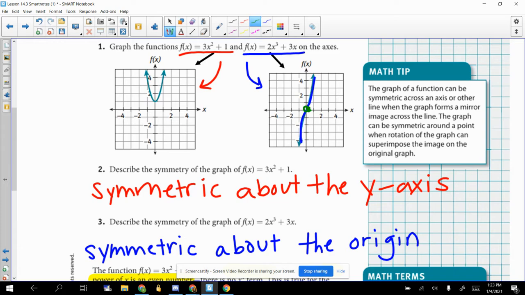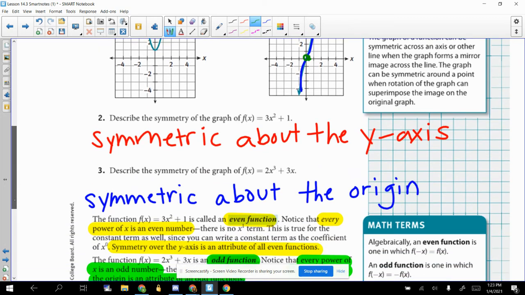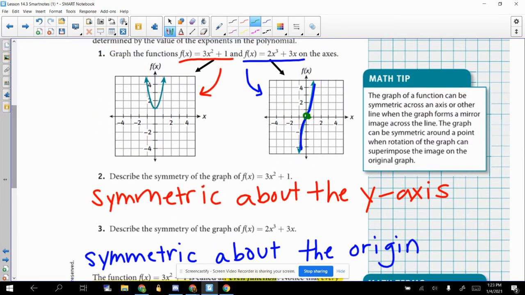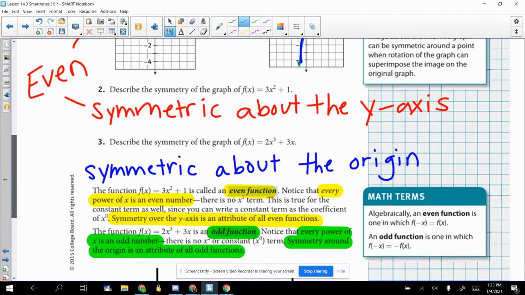Okay. So what we're going to be talking about today is whether a function is even or odd. So it says here the function f of x equals 3x squared plus 1, which was the red one, is called an even function. Okay. So in other words, this one here is even. Okay, because it's symmetrical about the y-axis.